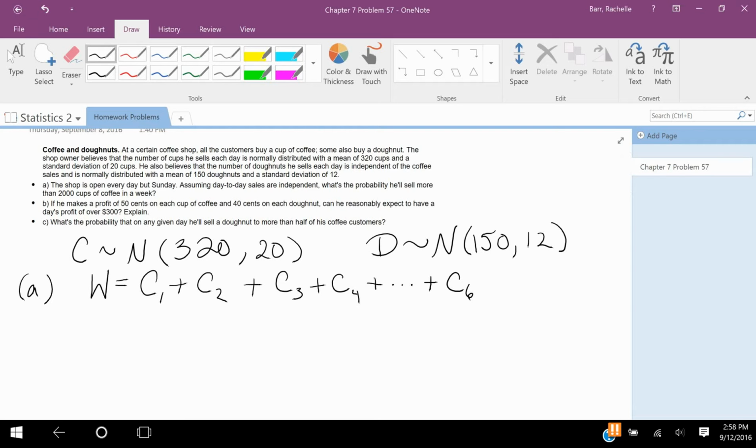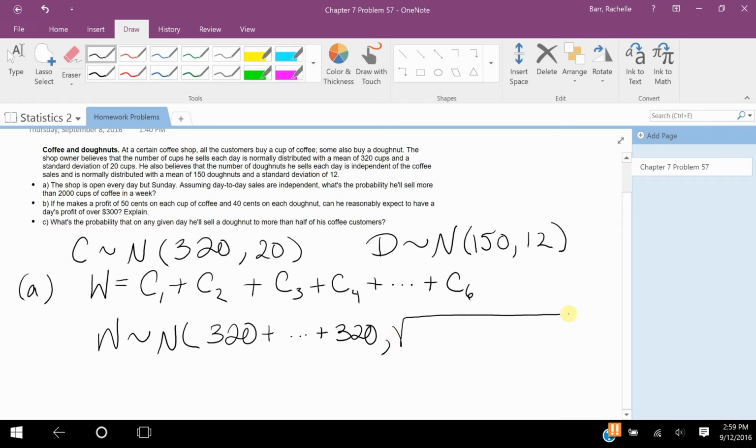The first thing I notice is that W should be normally distributed, and we have to find its mean and standard deviation. Its mean is just going to be the sum of the means of the coffee distribution, so 320 added to itself 6 times, which I'll calculate and then post up here. Eraser, it's not working. Oh, there we go. And then the standard deviation is going to be the square root of the variances all added together. So I need the variances, which is 20 squared, just like we did in class. And I need 6 of those as well, so I'm not going to write them all out.